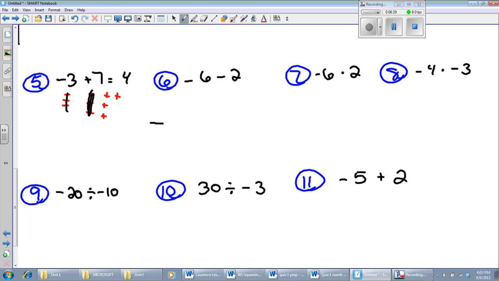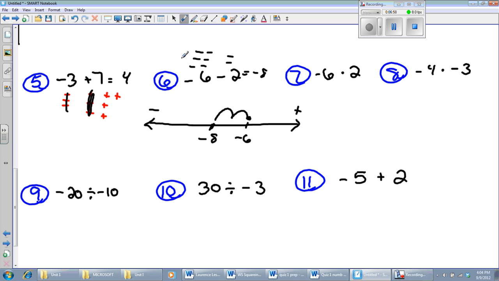-6 minus 2. Well, let's see here. If I had a number line, you can do it using counters. But if I was at -6 and I had to move 2 in the negative direction, remember the negatives are to the left, positives are to the right. I'm going to go 1, 2. Where would that take me? Well, that would take me to -8. Okay, -8. If you don't like that, use the counters. And none of these will cancel, therefore I have 8 negatives or -8.